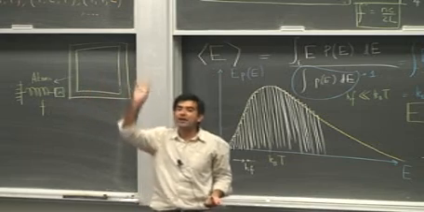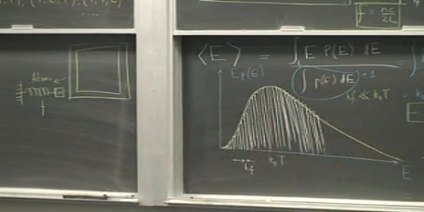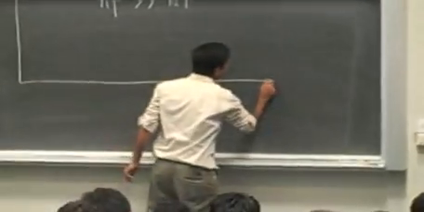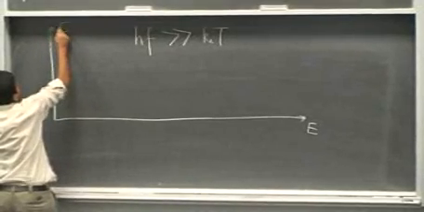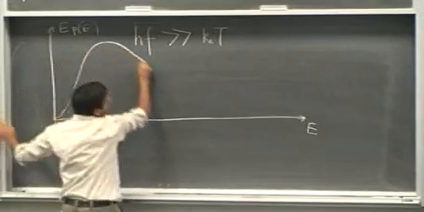And therefore, the Rayleigh-Jeans result that the average is kBT will be reproduced. However, in the other extreme case, when hf is much larger than kBT, let's see what happens. We have E here, we have the curve here.